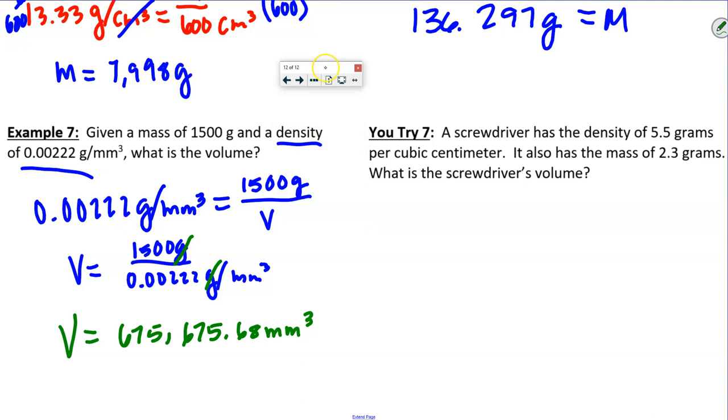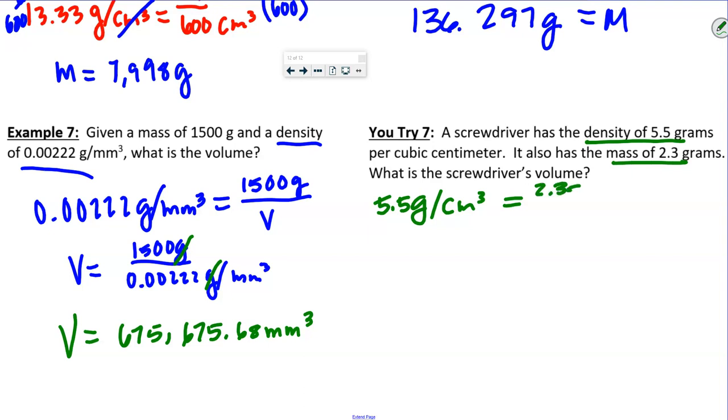All right, let's see if you guys can do this last one. Pause the video and come back to me when you're done. Here we go again. The density, so that's going to be 5.5 grams per centimeter cubed, is equal to, we have our mass, which is 2.3 grams, and that's going to be divided by our volume. Once again, we're going to swap those, right? So we're going to swap the volume and the 5.5.